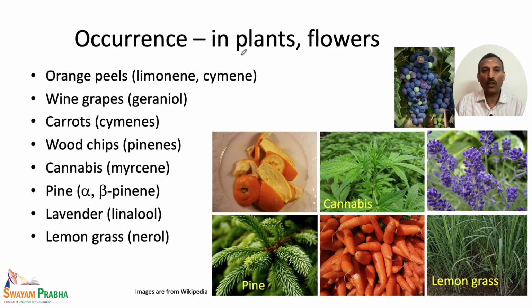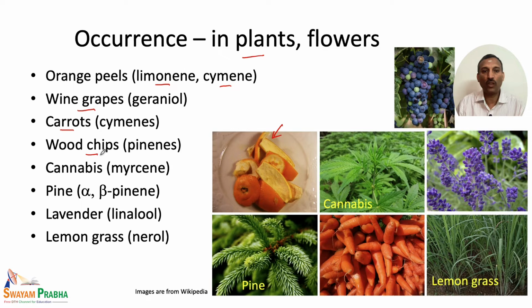And when we look at the flowers and the plants, especially the aromatic flowers and plants, the orange peels actually contain limonene and cymene. So you see the typical smell of the orange peel. That smell of the orange peel actually comes from these kinds of terpenes. And when we talk about the wine grapes, this contains geraniol, a terpenoid. And carrots, the color of this carrot comes from cymenes.